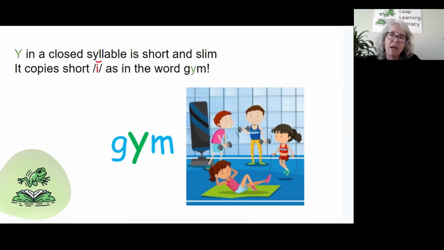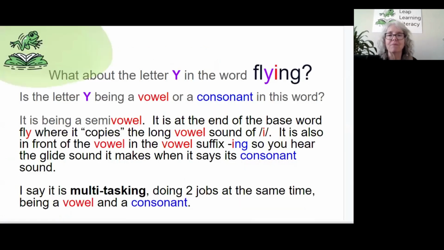So anytime a vowel or a consonant is being a copycat, I will color it green because it's jealous and wants to be like that other letter's sound. But I also color Y purple, as mentioned, because blue and red make purple, and my vowels are red, and consonants are blue.